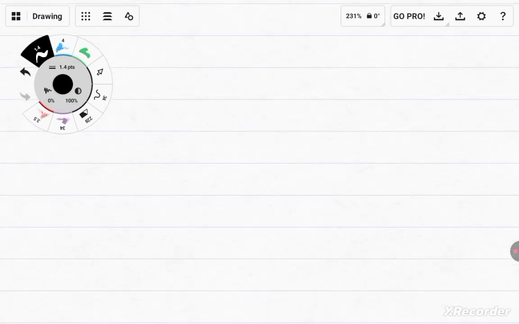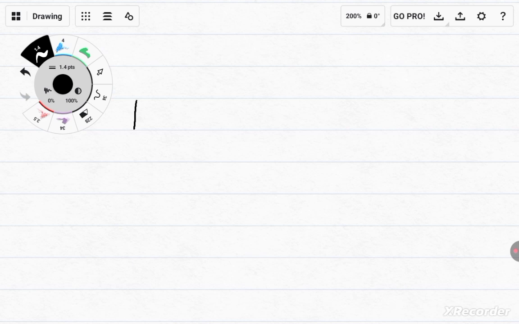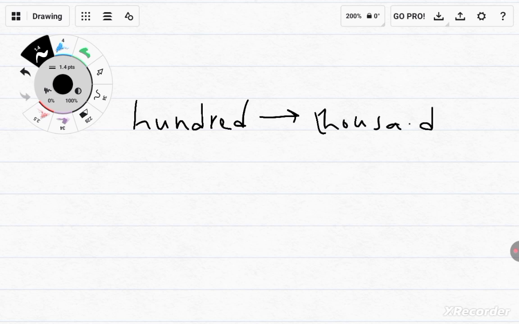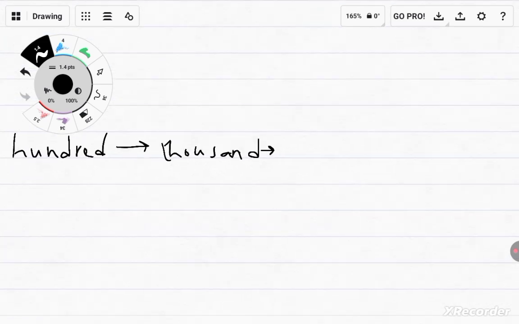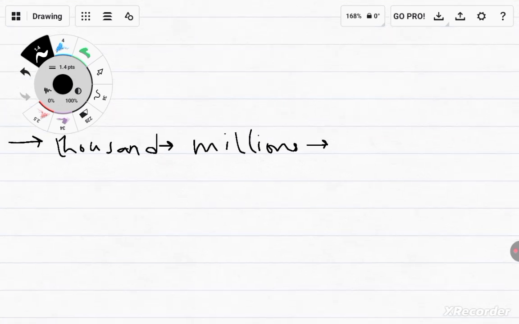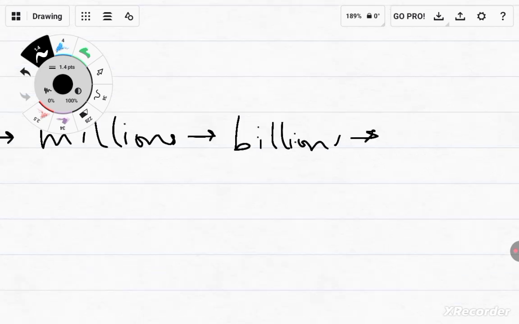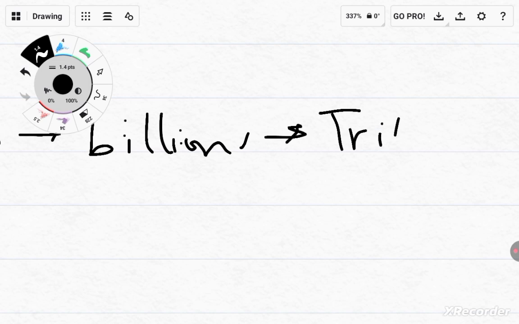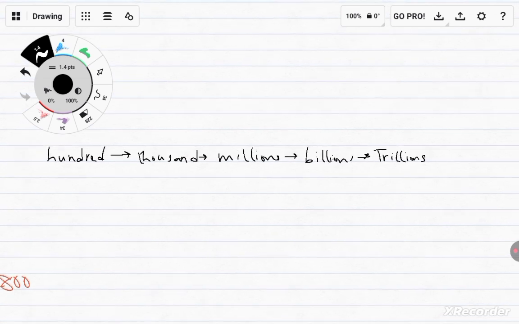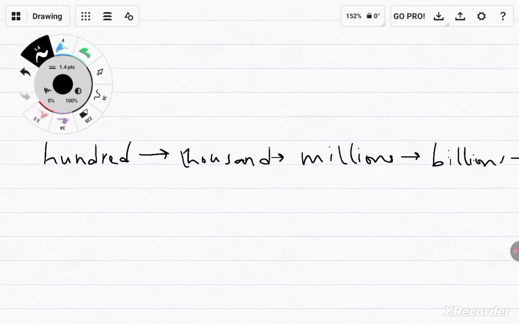So the very first thing we will deal with before we start grouping those numbers is to know the progression of values. Whenever you're grouping numbers, you start from hundred, then all the way to thousand, then all the way to millions, then all the way to billions, then finally all the way to trillions. So this is the way to group numbers: hundred, thousand, million, billion, and trillion. And we're going to see how to apply it.